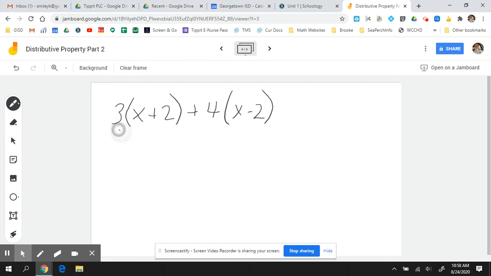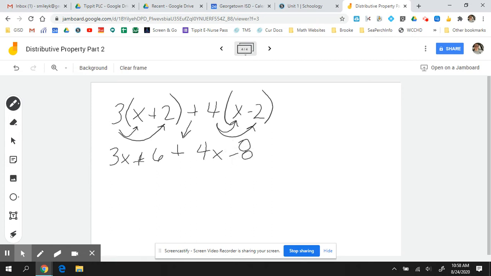So first I'm going to start with the 3. Multiply 3 times each of those terms. So you get 3x plus 6. Okay, I'm going to bring down this plus sign right here. 4 times x, so we're on our second set of distributive property. 4 times -2, and you get -8.